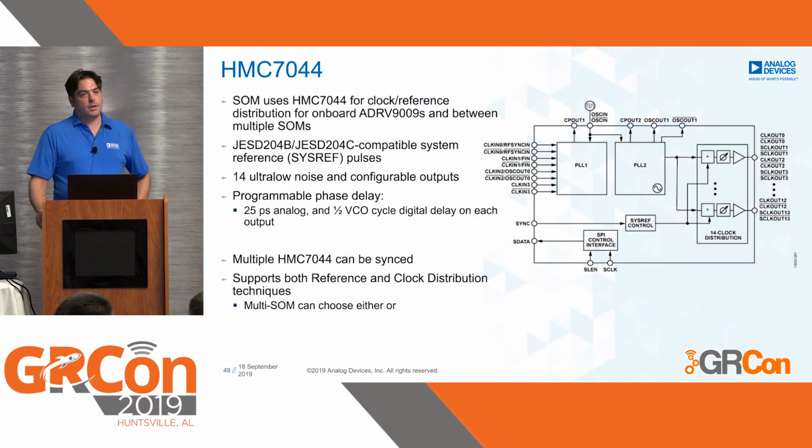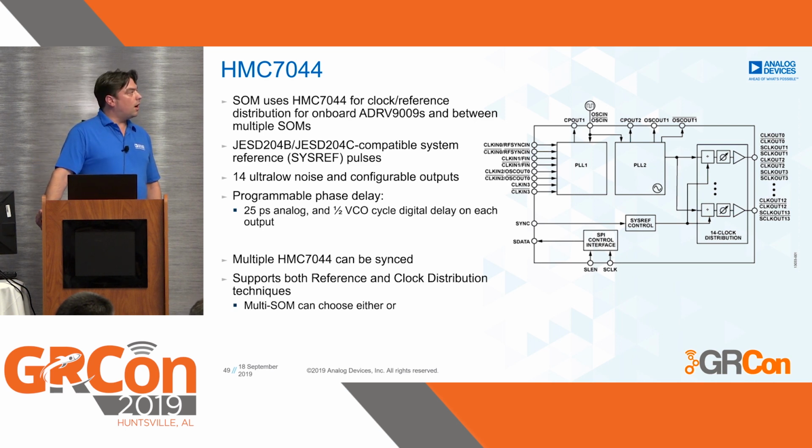What's being used on the RF system on module is an HMC7044. We can use it in both techniques, clock or reference distribution. It has a lot of things that make it kind of unique, because we can do both reference and clock distribution, and it can be synchronized across multiple layers in the system. It has 14 low noise configurable outputs, and each of these outputs can be fine delay adjusted.